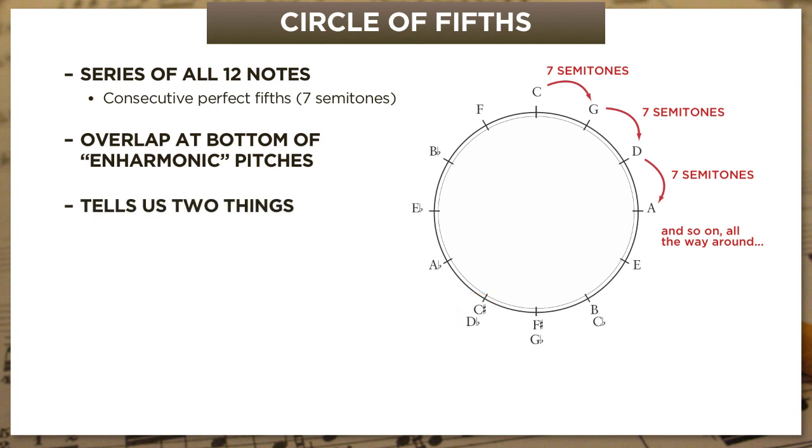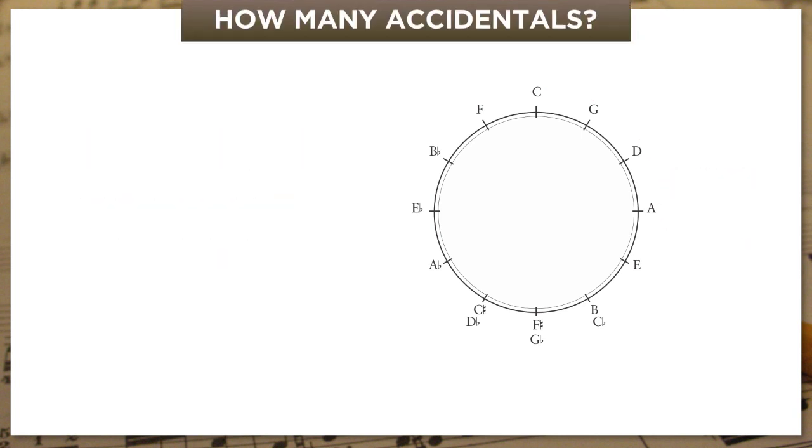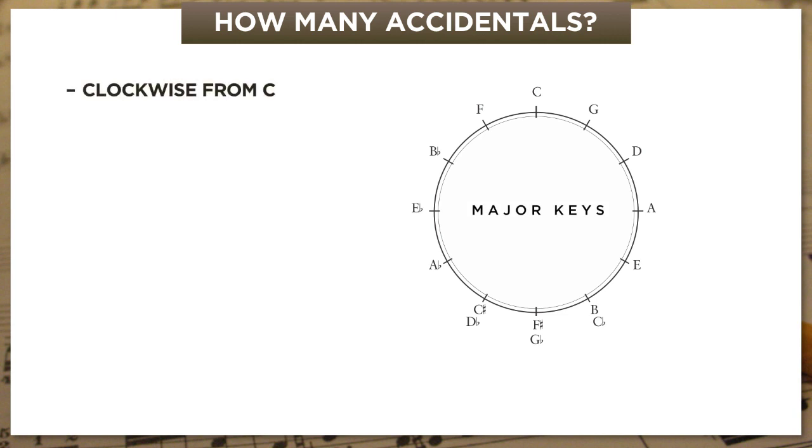Now when it comes to key signatures, the circle of fifths tells us 2 things. First, it tells us how many accidentals are in each key, and it tells us which accidentals are in each key. So let's start with the first of these. And here we're dealing just with major keys.